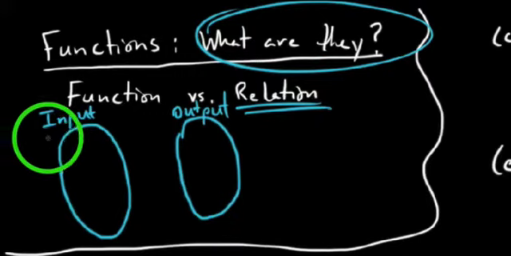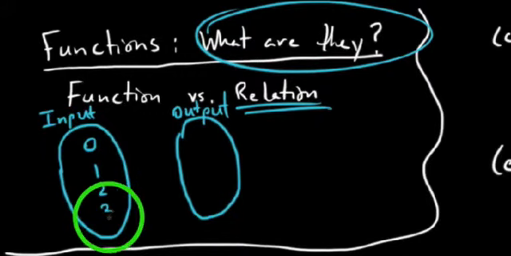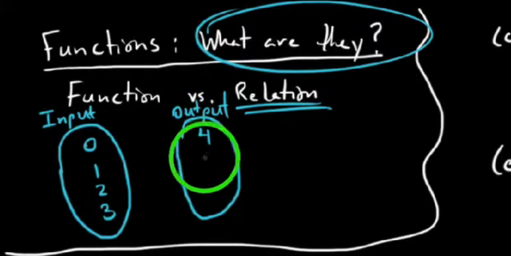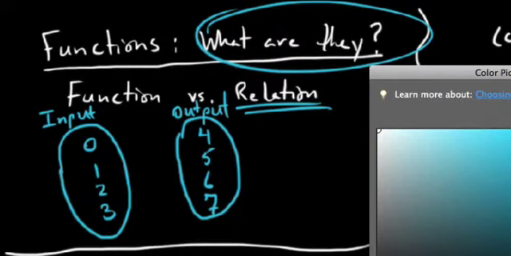We say input over here. Maybe we go with the numbers 0, 1, 2, and 3, and then over here, for the sake of simplicity, 4, 5, 6, 7. Sorry if that's very boring for you. But let's go ahead and talk about this.